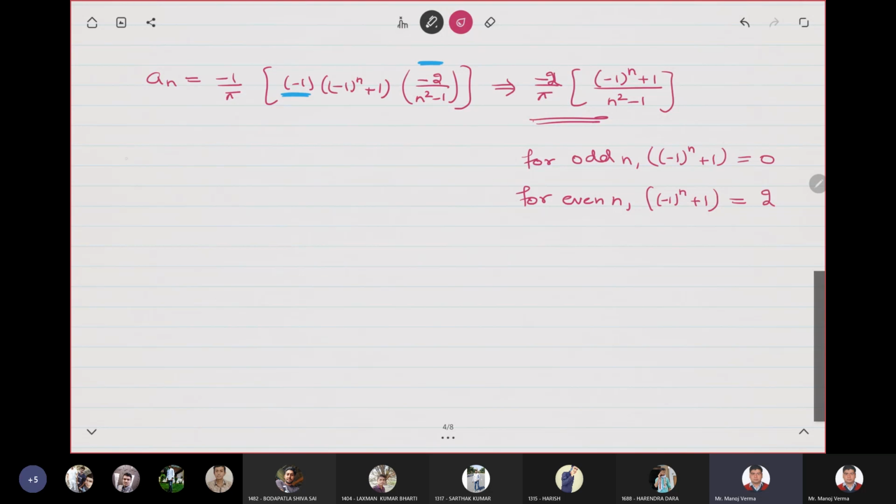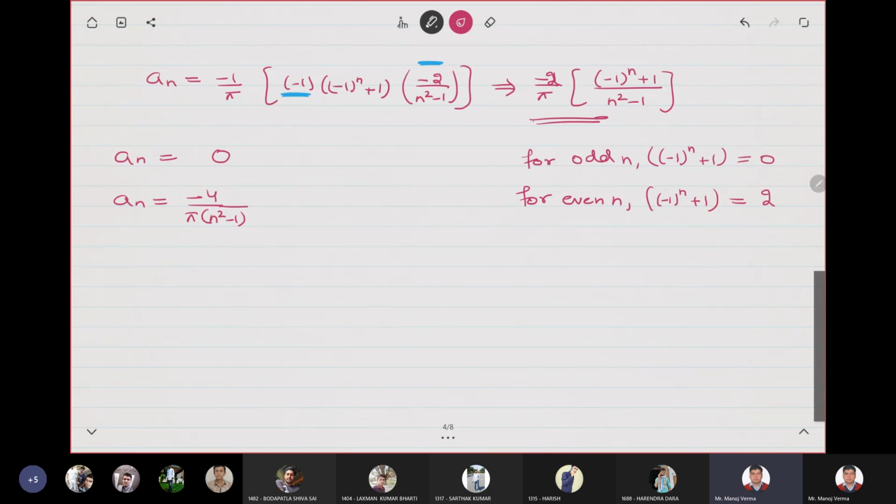So correspondingly, the an value will become 0 for odd n, and an will become minus 4 by pi n square minus 1 for even n. Now we have defined the value of an for even n, and we have defined the value of an for odd n. But you can see from this expression that an is not defined at n is equal to 1. For n is equal to 1, an is going to be infinite. That should not be the case.